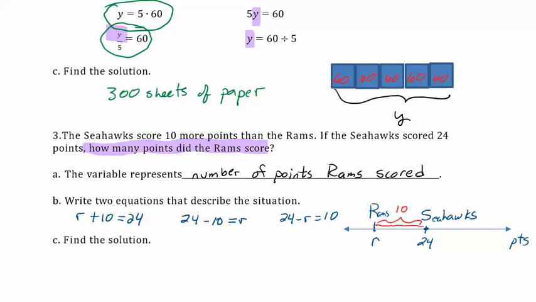All right, so find the solution. Well, we could look at any of these, look at this number line and think about it, and it looks like the Rams have 14 points. Rams scored 14 points.